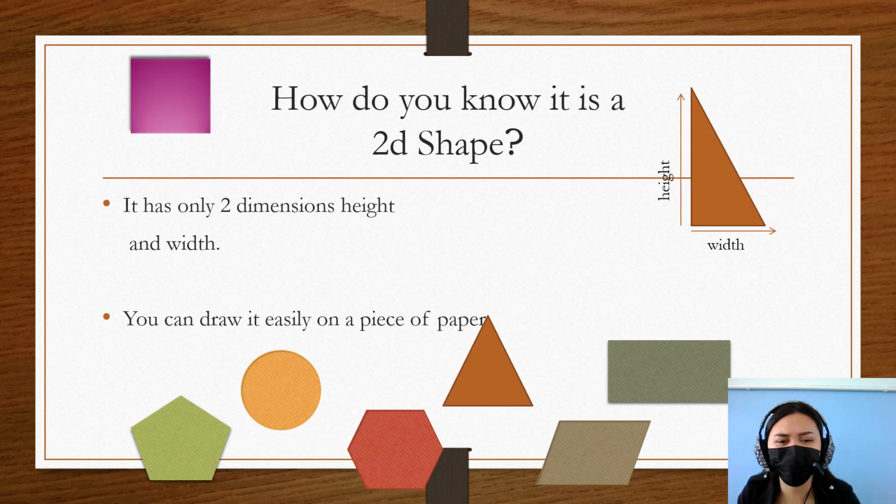How do you know it is a 2D shape? Okay, so look at the example. A 2D shape has only two dimensions, height and width. So a 2D shape has two dimensions. You just remember two things in 2D: height and width. And also a 2D shape can be drawn easily on a piece of paper. So a 2D shape is easy to draw on a piece of paper.